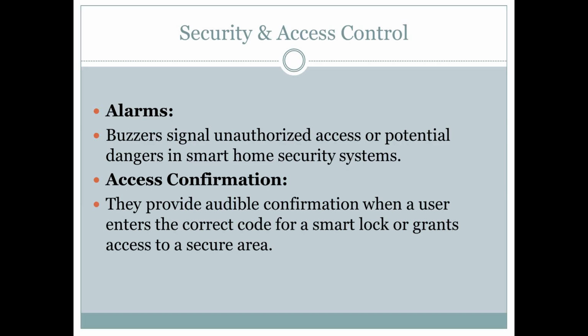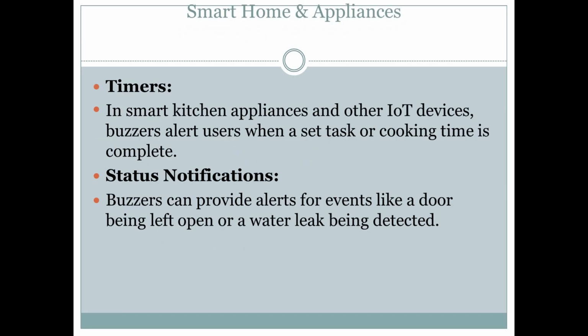The first place we can use buzzers is security and access control. Buzzer signals give alerts about unauthorized access or potential danger, like in home security systems, where it can sound a beep. For access confirmation, they provide an audible confirmation when a user enters the correct code for a smart lock or access to a secure area.